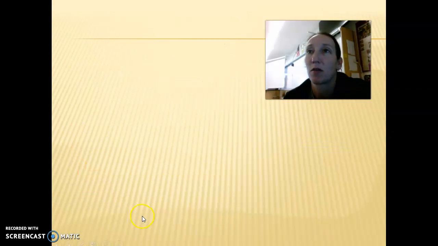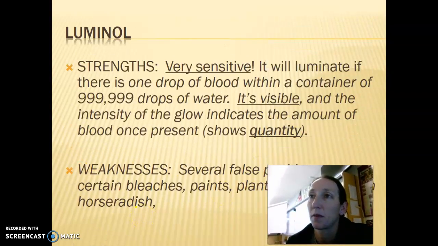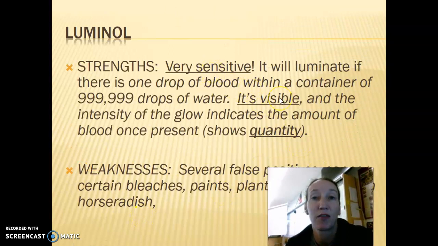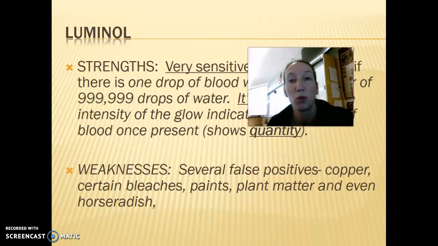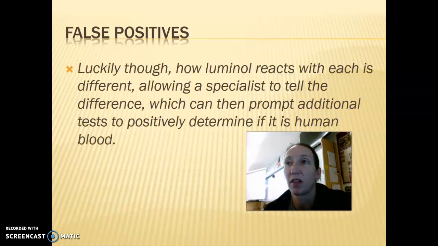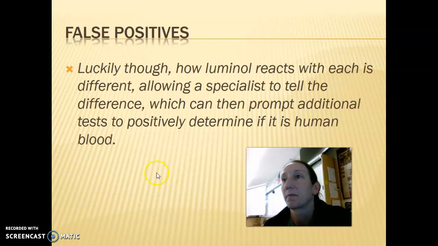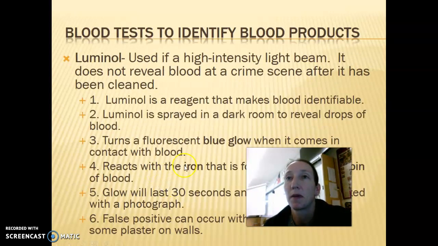All right, so now let's go back. Like we said before, it's extremely sensitive. It's visible. You can see it. And when you look at this part, the intensity of the glow indicates the amount the blood was present. So I love that the luminol also shows quantity, like how much blood. Is it just a single drop, just a brush of blood, or is it a pool of blood? And like I said, there's definitely lots of false positives there. All right. So that's the biggest thing to know.